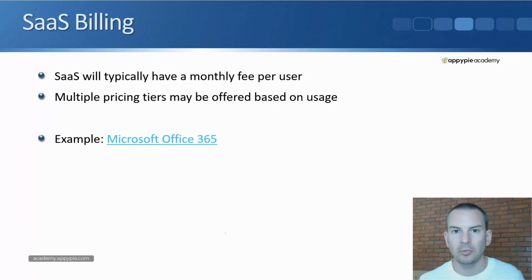For the billing with SaaS, it will typically have a monthly fee per user, and there may be multiple pricing tiers offered based on the usage as well. Let's have a look at an example of some SaaS billing structure. We'll have a look at Microsoft Office 365.